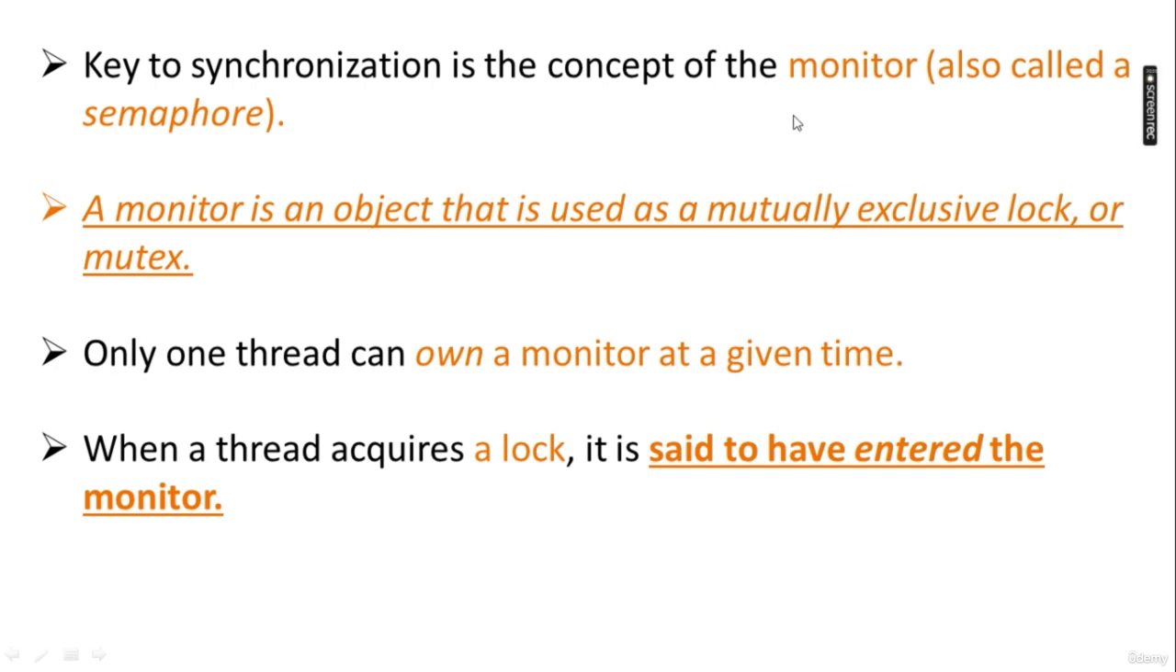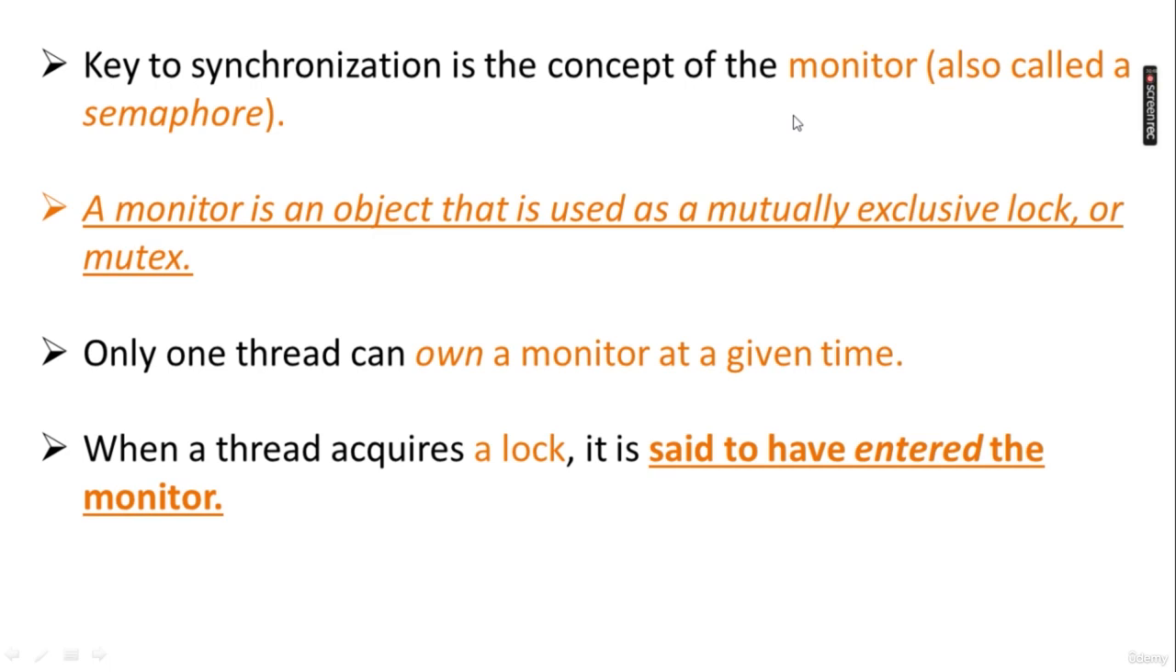We have already seen the monitor example. A monitor is an object that is used as a mutually exclusive lock, or mutex. Okay, so once a thread has entered the monitor, other threads must wait. When one file is getting written, the other thread should wait for reading. Only one thread can own a monitor at any given time. This line is very important to understand for mutex or monitor, that is, a mutually exclusive lock. You have to understand, write down, learn this line: only one thread can own a monitor at any given time.